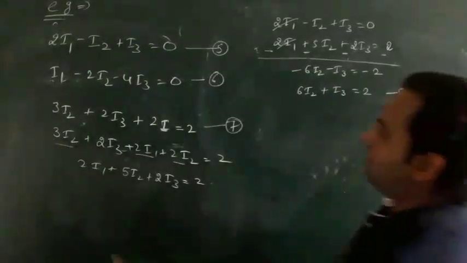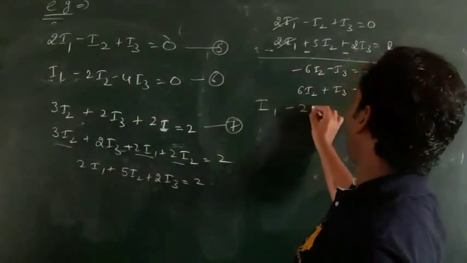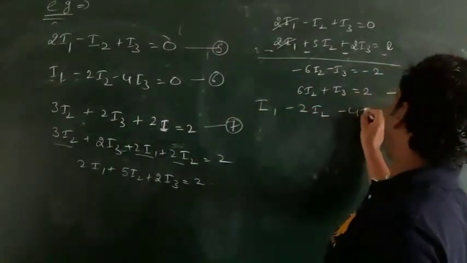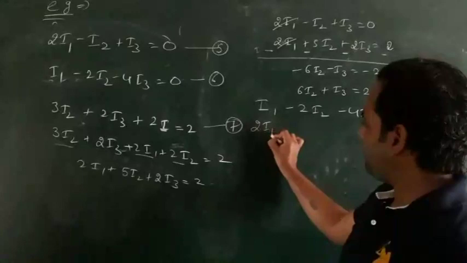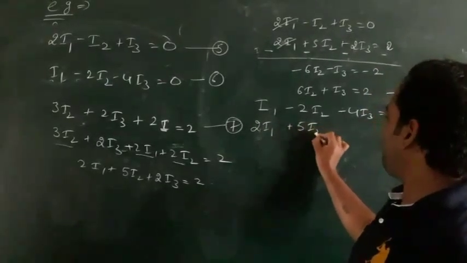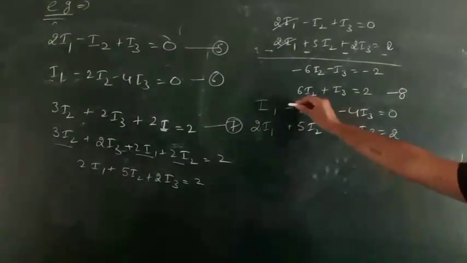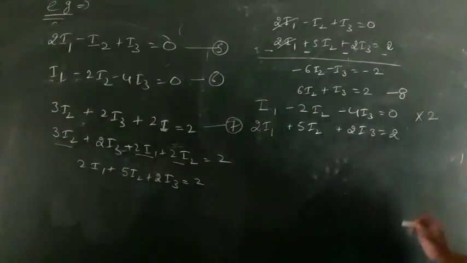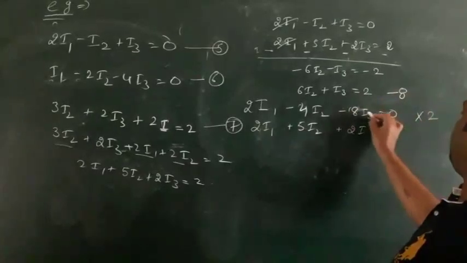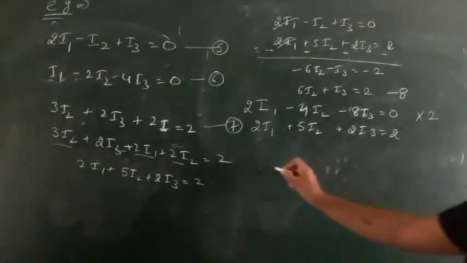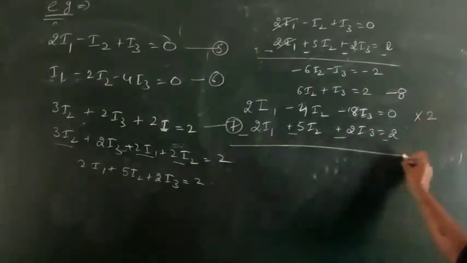Now use this equation and that equation. How will you use it? I1 minus 2I2 minus 4I3 is equal to 0. Write this equation. Here is 2I1 plus 5I2 plus 2I3 is equal to 2. So now multiply that equation with 2. When you multiply it, here comes out to be 2I1, here comes out to be 4I2, here comes out to be 8I3. Now subtract it again. So this is minus, minus, minus and minus. So these terms cancel with each other.